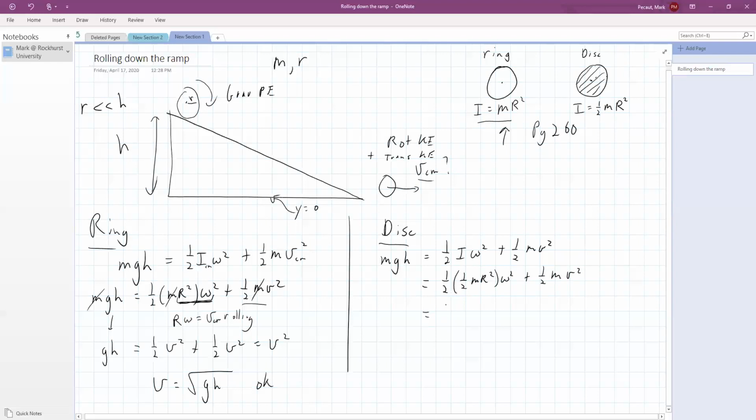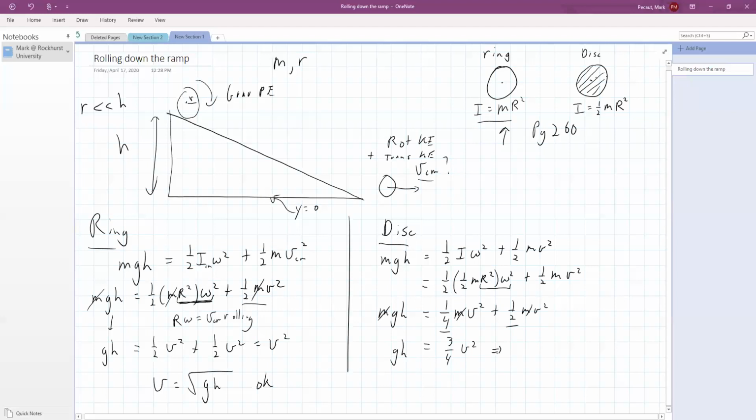So this becomes 1/4. And then this r squared omega squared becomes v squared. And then I add to that 1/2 mv squared from before, equals mgh. Again, I can cancel the masses here. I could do it later. It doesn't matter when you do it, but you do need to do it eventually. And I can combine these. So this is 1/4 plus 1/2. That's 3/4. And that becomes 3/4 v squared equals gh.